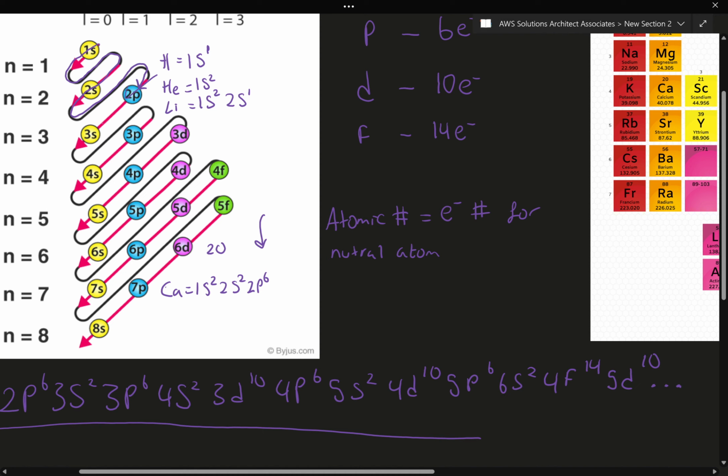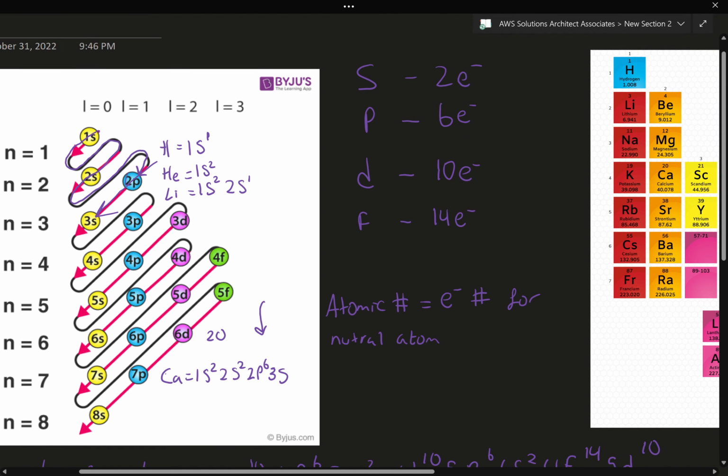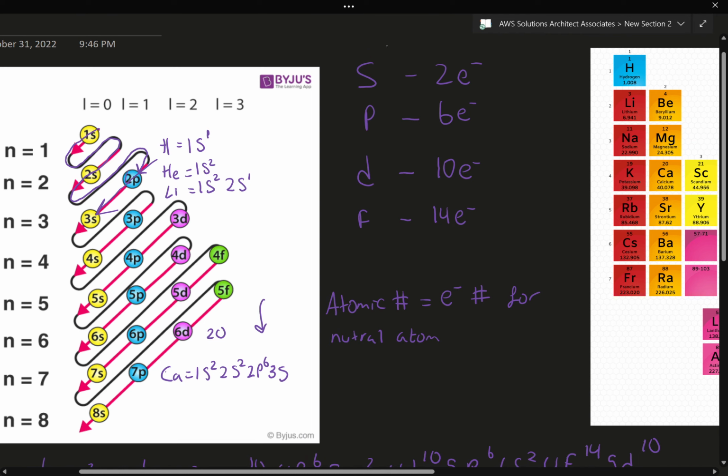And then what's next is our 3s. Okay, so we need to fill out the 3s. And the s subshell contains a maximum of 2 electrons. Alright, so we can put 2. So currently we have 2 plus 2, which is 4, plus 6, 10, and then plus 2, okay, and that is 12. So currently we have 12 electrons, and let's continue, let's move on.